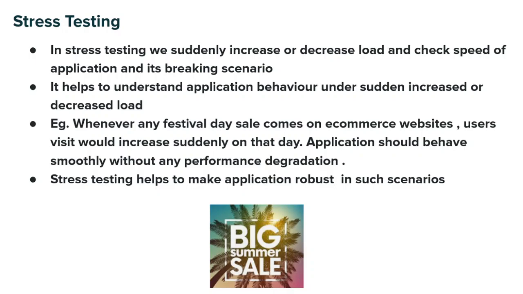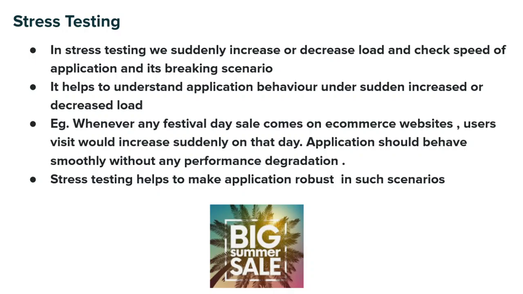We have seen the example of the festival day sale. User traffic would suddenly increase, and after that day is over it can suddenly decrease as well. So the application should behave smoothly without any performance degradation on such a day as well. We have to verify that via stress testing, and it helps make the application robust in such scenarios. We can also know the breaking point. For example, let's say a sudden increased load of 1 lakh users breaks the application. Then we can prevent that.